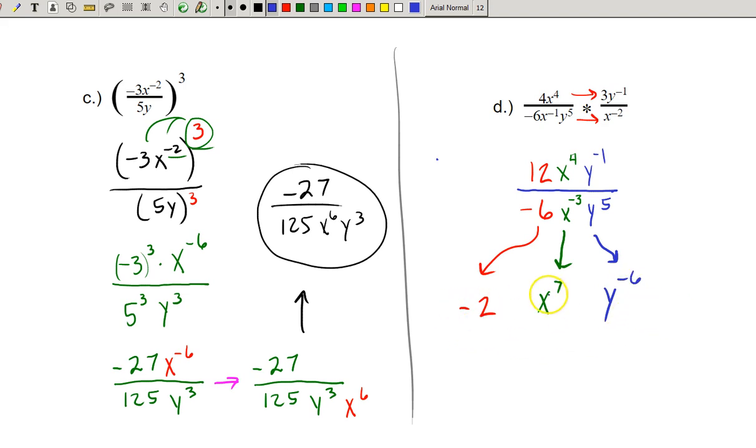So my answer is really right here. Again, if I want to make it proper, so to speak, I'm going to take this y to the negative 6, and I'm going to write that as 1 over y to the positive 6, so that I can make my exponent positive. Everything else I'm going to keep the same. And then my answer is going to be negative 2 x to the 7 on the top, the numerator, and then the denominator, I'm just going to be left with that y to the 6 that dropped down. So there's that last problem.